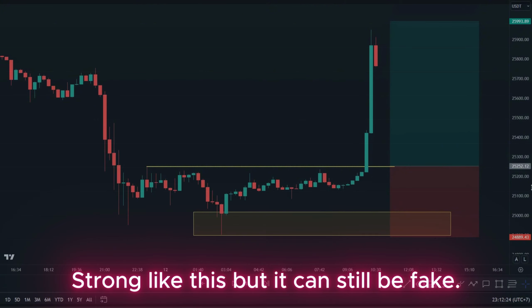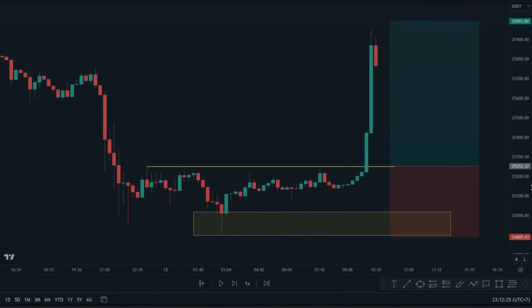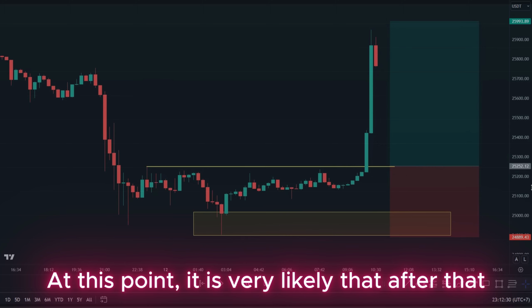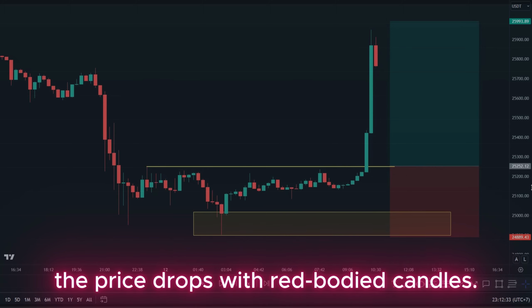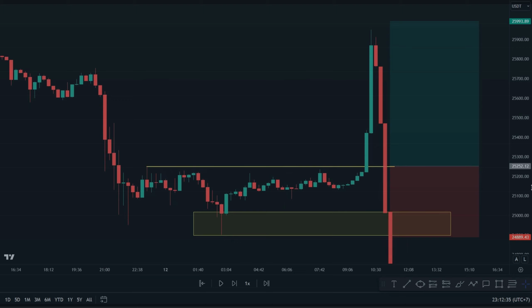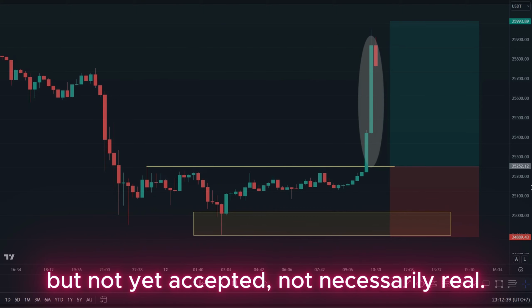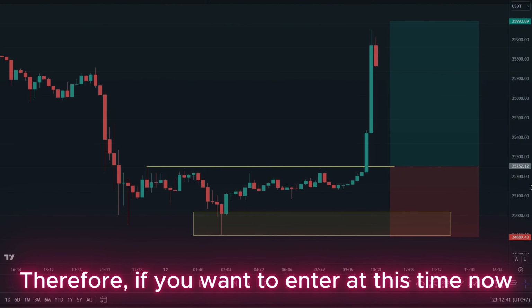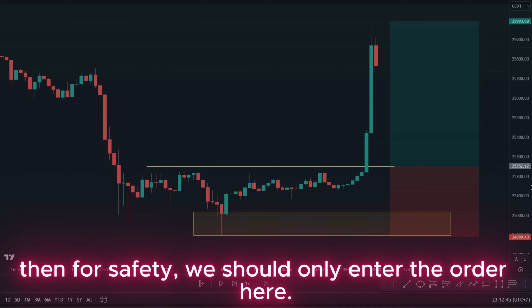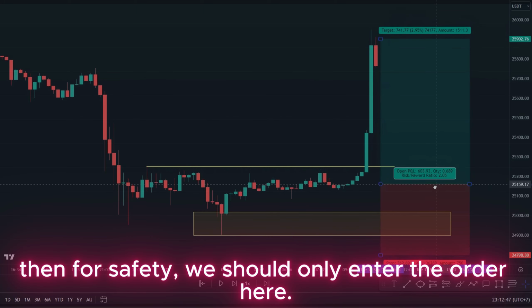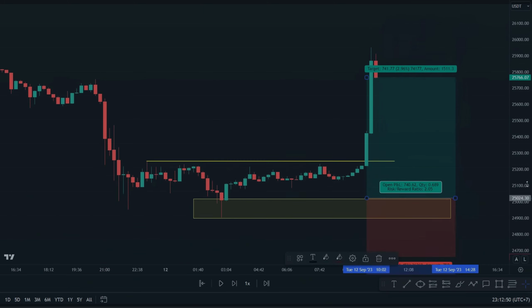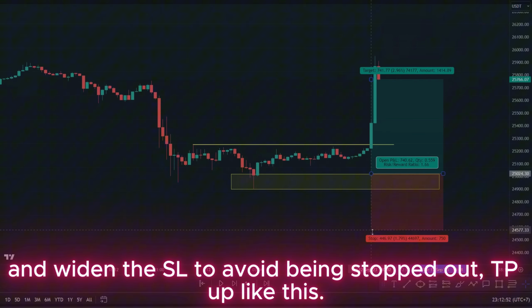Strong like this, but it can still be fake, because the market has not yet accepted this buying force. At this point, it is very likely that after that, the price drops with red-bodied candles. It's also similarly wrong. This buying force is strong, but not yet accepted, not necessarily real. Therefore, if you want to enter at this time, then for safety, we should only enter the order here. And widen the SL to avoid being stopped out, TP up like this.